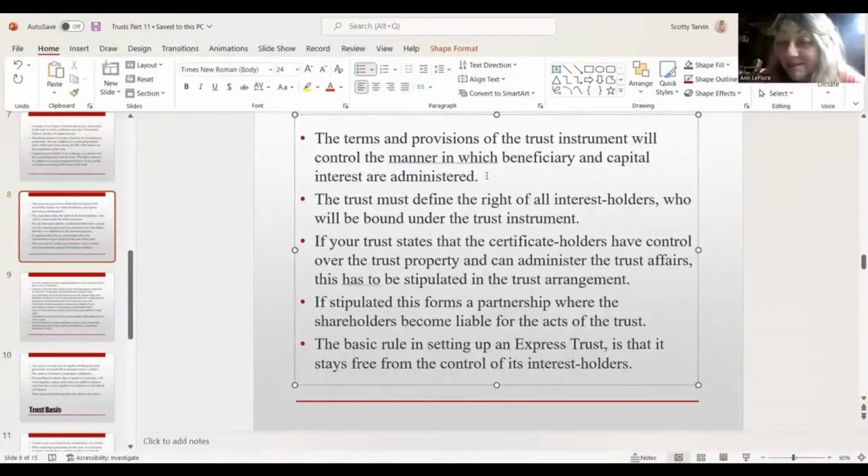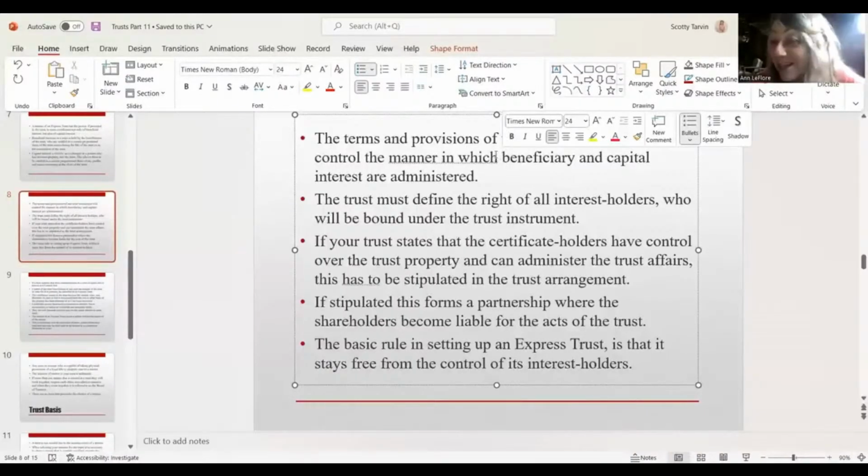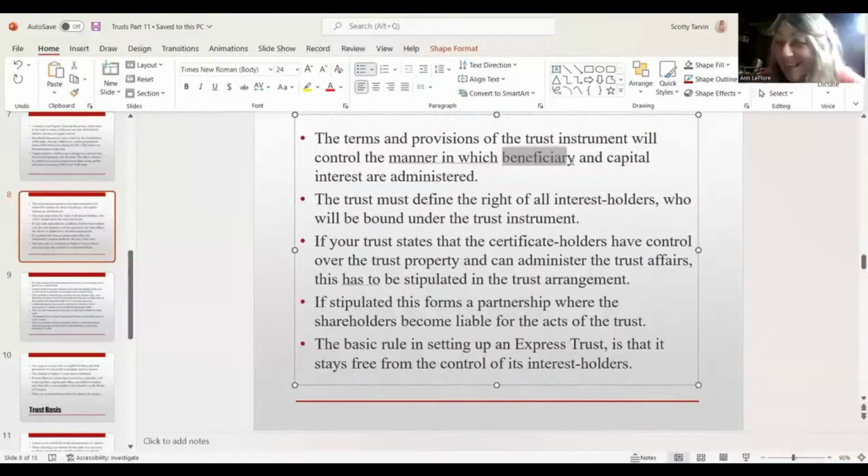Beneficiary capital interest. Okay. Yeah, they are beneficiary and capital interest. It is correct. It's not a French error. No, it's not a French error. It's an odd twist on the beneficiaries phrase, but yeah, it works. Just you don't encounter that often.